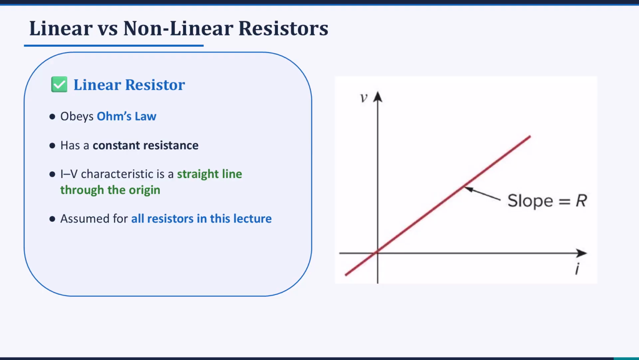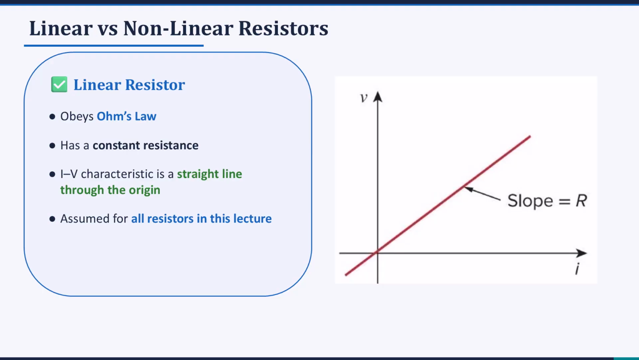Here is the key characteristic. If you plot the current I on the horizontal axis against the voltage V on the vertical axis, what we call the IV characteristic, you get a perfectly straight line passing through the origin. Why through the origin? Because when V is 0, I is 0. No voltage means no driving force for the current. The slope of this straight line is exactly R. The steeper the line, the higher the resistance, and the more difficult for current to flow.